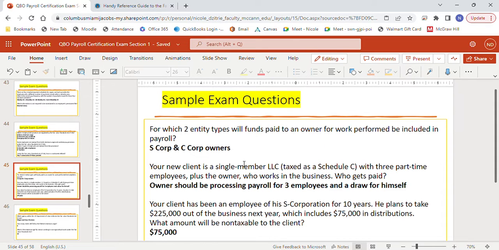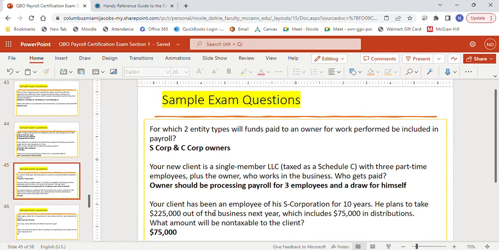Your new client is a single member LLC, which is Schedule C. That's like a sole proprietor, with 3 part-time employees. And they all work at the business, so the owner and his 3 employees. Who gets paid? Well, the owner should be processing payroll for those 3 part-time employees, and he himself will do a withdrawal of the monies. He will not be part of payroll, because remember we said it's only S Corp and C Corp that can get a W-2 and be paid a salary.